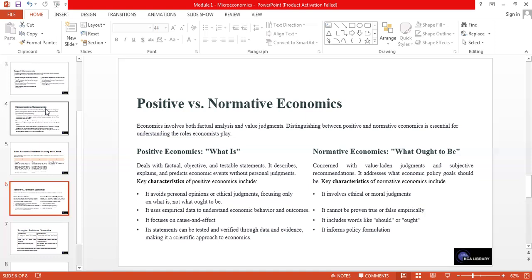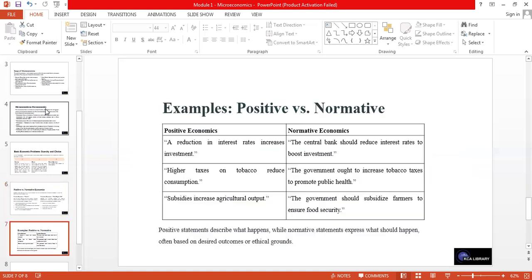And normative economics is concerned with value-laden judgments and subjective recommendations. It addresses what economic policy goals should be, and the key characteristics are that it involves ethical or moral judgment. It cannot be proven true or false empirically. It includes words like should or ought. And lastly, it informs policy formulation.